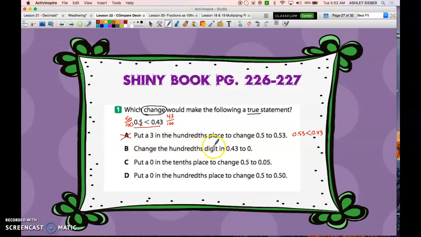Then it says change the hundredths digit in 43/100 to 0. That means I'm changing this number so the 5/10 stays the same. So 5/10 is less than, change the hundredths digit, that's the 3, to 0. So I'm going to say, instead of 43, it's 40. Is 5/10 or 50/100 less than 40/100? No. Pause the video and look at C and D, see if you can figure out which one is correct.